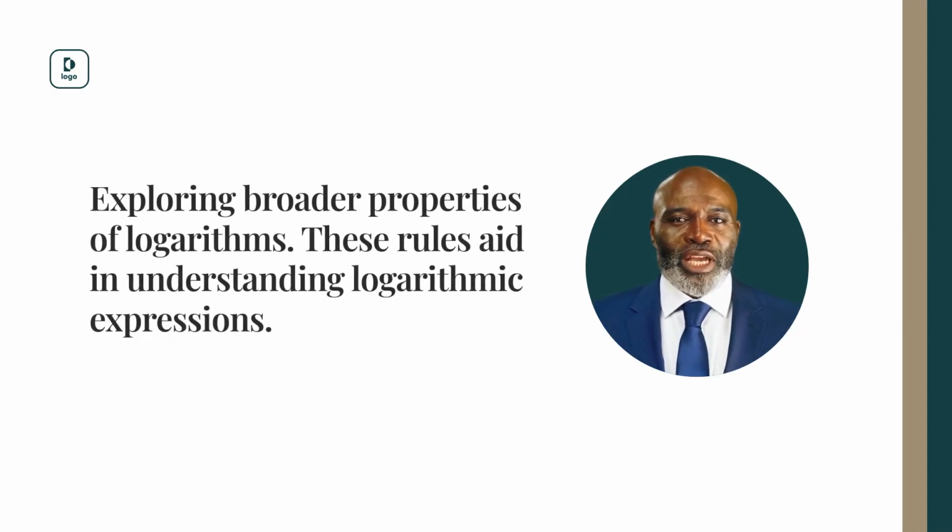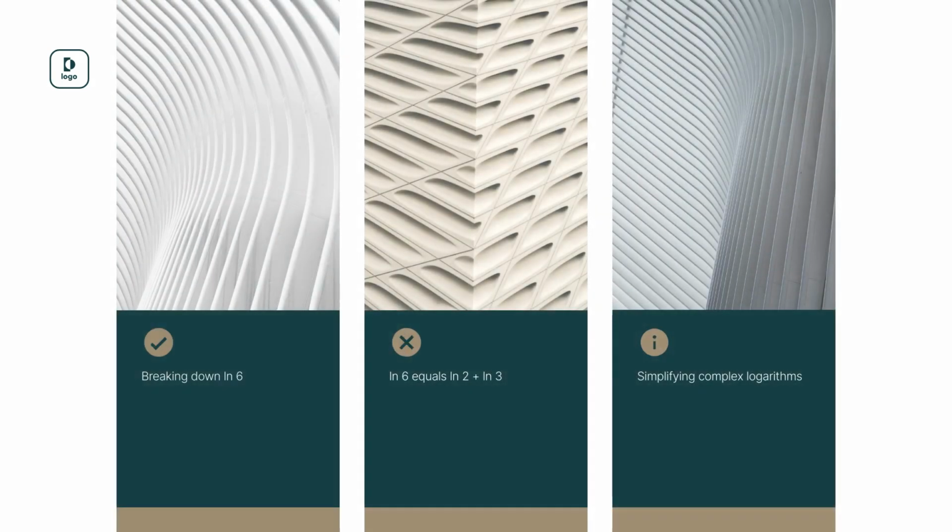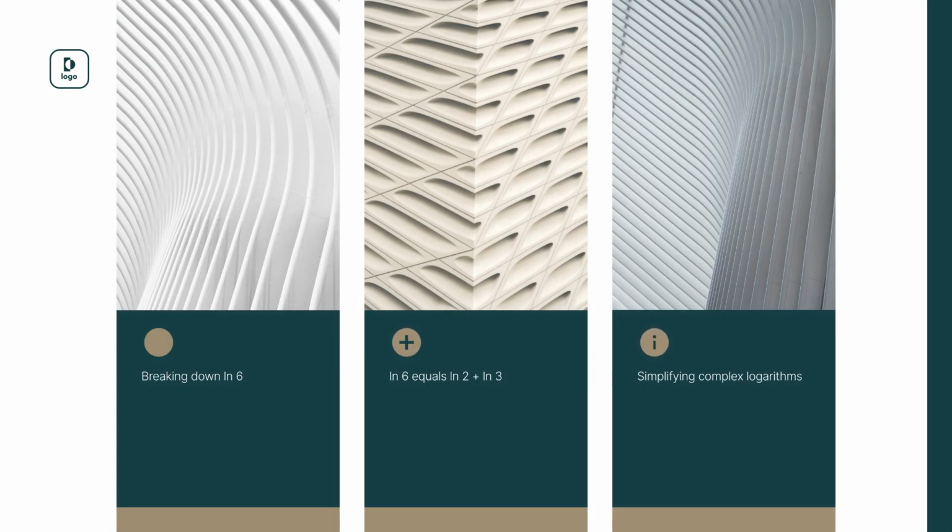Moving on to the broader properties of logarithms, these rules help us manipulate and understand logarithmic expressions in depth. For instance, we can use these properties to express complex logarithms in terms of simpler ones. Take ln 6, which can be broken down into ln 2 plus ln 3. These transformations are more than just mathematical tricks, they simplify calculations and help us solve real-world problems efficiently.